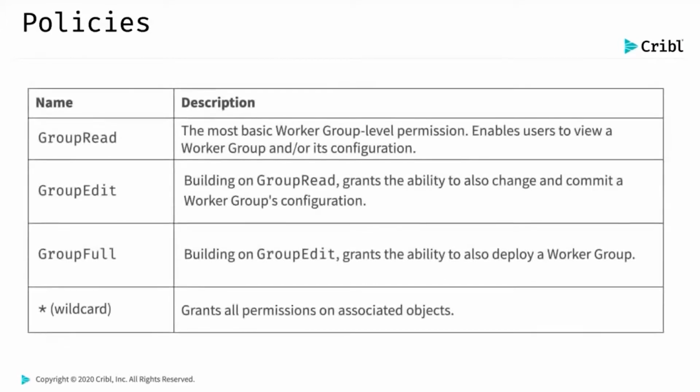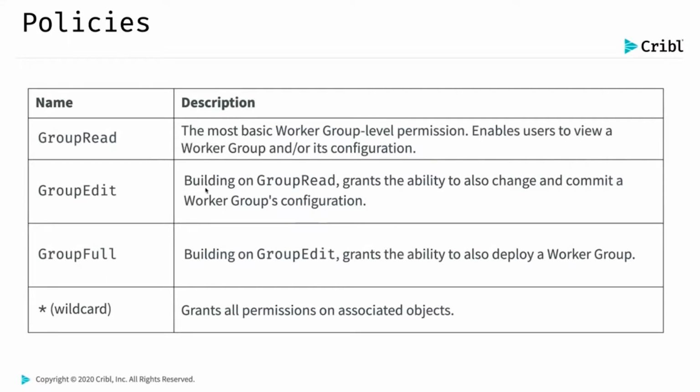Policies are permissions, and with LogStream 2.4, they are associated at the worker group level. So you can enable a role to either read, edit, or have full access to a worker group. So that means they can look at a worker group. With group read, they can look at a worker group, see the configurations, but change nothing.